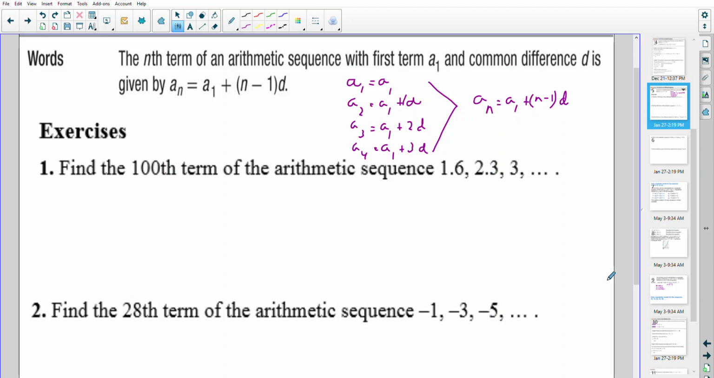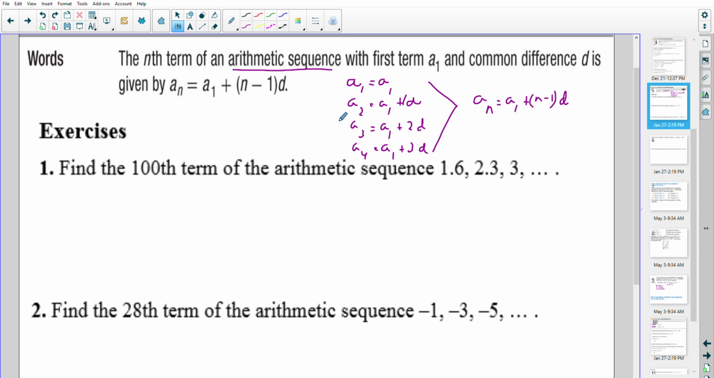In this section, we're going to learn about series and sequences. So sequences are a listing of numbers, and a series is an addition of numbers. And so we're going to start with the arithmetic sequence. And the arithmetic sequence is a listing of numbers where you add the same number to each term to get to the next term.